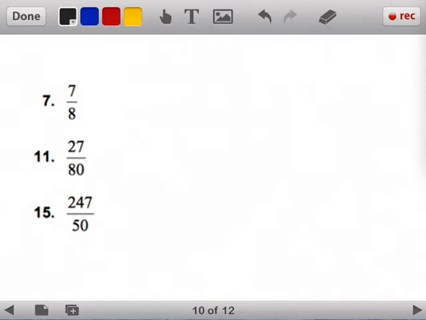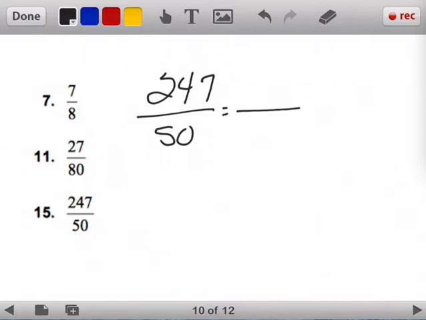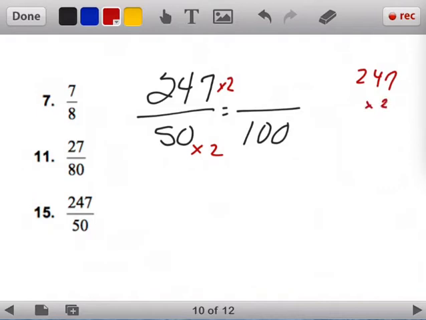247/50. Well, I know 50 times 2 is 100, so I'm going the equivalent fraction route. 50 times 2 is 100. I'm going to multiply my denominator by 2, so I need to multiply my numerator by 2 also. 247 times 2. 2 times 7 is 14. Carry the 1. 2 times 4 is 8, plus 1 is 9. 2 times 2 is 4. So 494 hundredths.